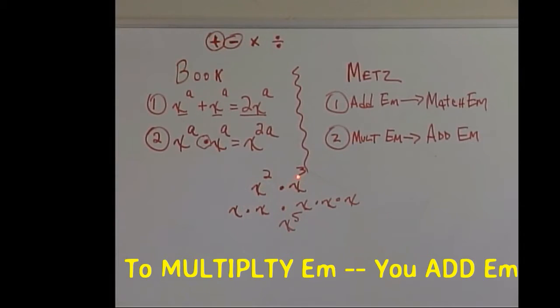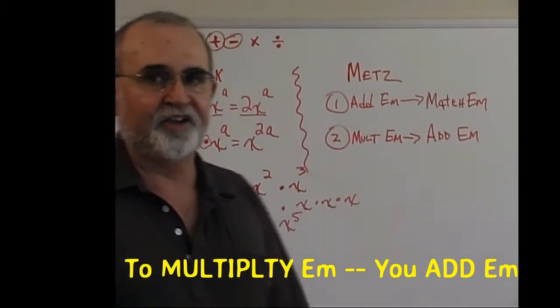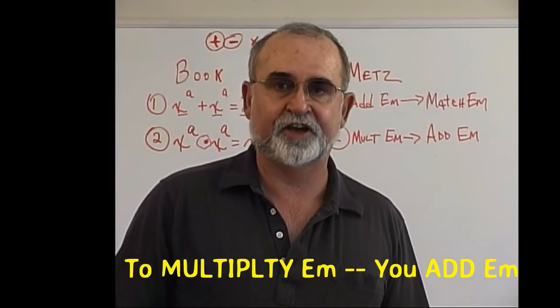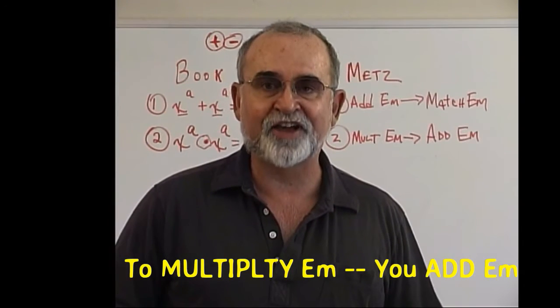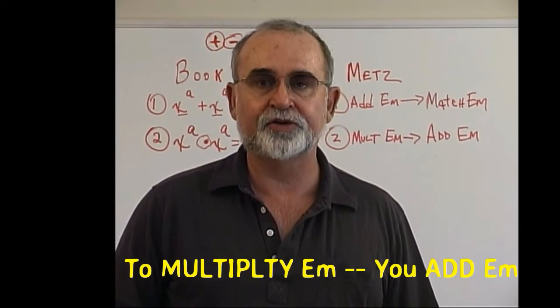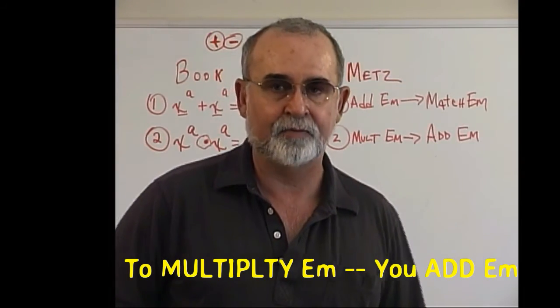What is x squared times x cubed? Now it only makes sense that x squared times x to the third is x to the sixth. Wrong. Because how do you multiply exponents? To multiply exponents, you add them.